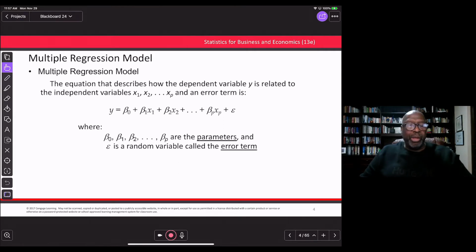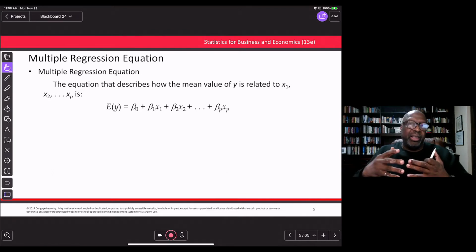So beta 0, beta 1, beta 2, etc., those are coefficients of the regression model, and those are the population parameters. Beta 0 is the intercept, and then of course beta 1, beta 2, beta 3, and so on represent the coefficients of the respective independent variables. With simple linear regression, we would have stopped at beta 1 x1. But with multiple regression, we could go beyond one independent variable.